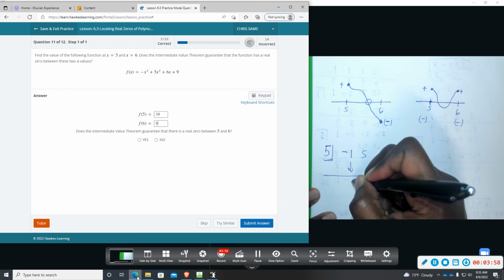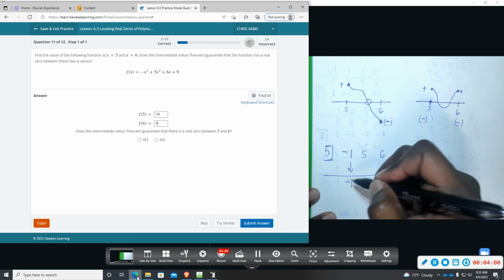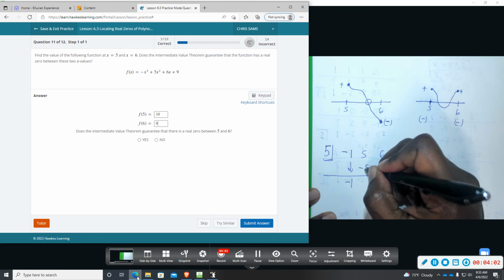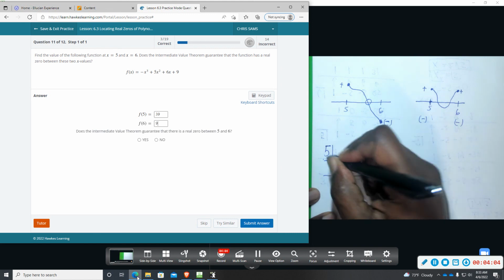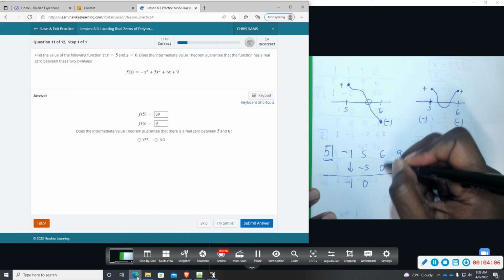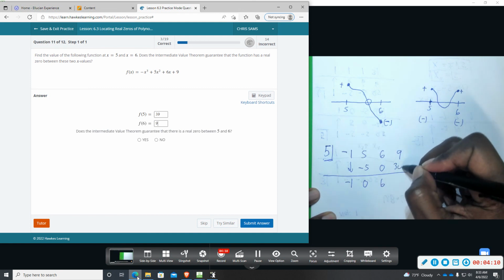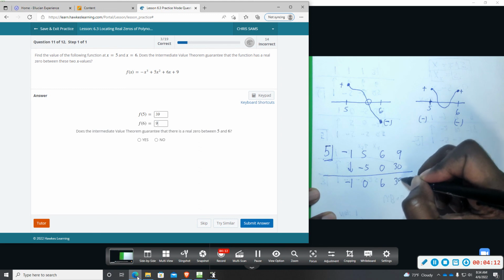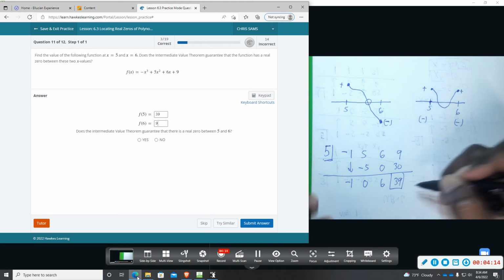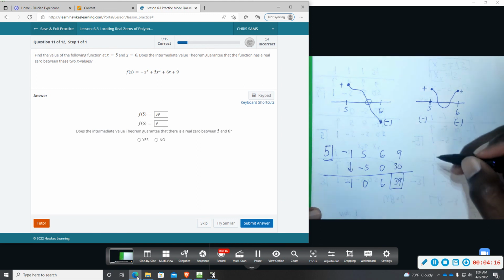Bring that first term straight down. Negative 1 multiplied by 5, negative 5, combined you get 0. 5 times 0, we get a 0, combined you get a 6. 5 times 6 is 30, combined you get 39. So that last value is your answer, which is what we have in our box already.